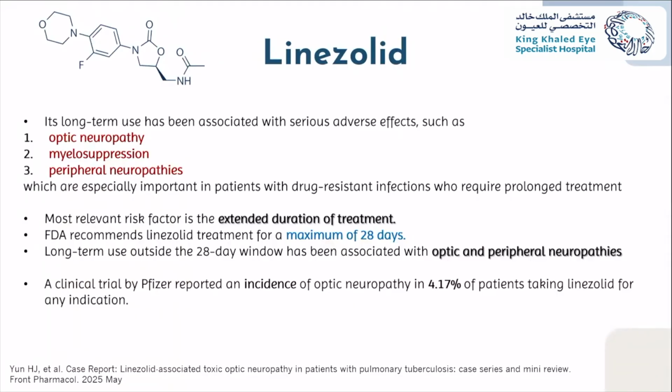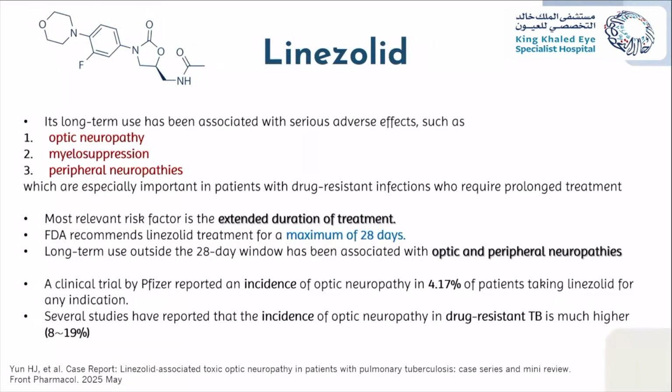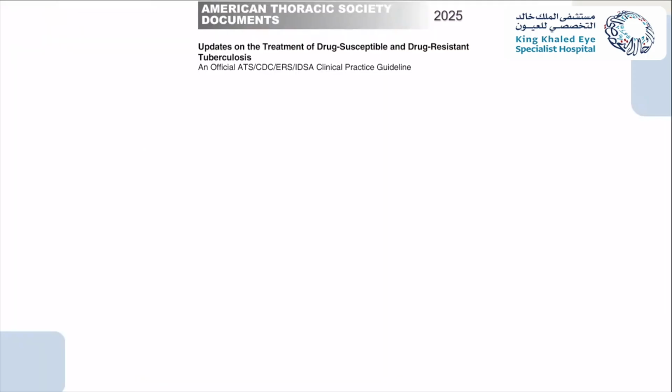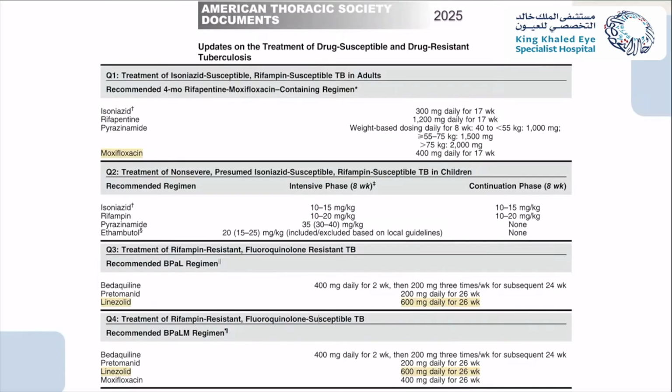A clinical trial by Pfizer reported that around 4% of patients developed toxicity, while the incidence in other studies reached 19% when used to treat drug-resistant TB. This is the guideline from the American Thoracic Society for the treatment of TB. They recommend linezolid in the rifampin-resistant population. You can see the dose is 600 milligram daily for 26 weeks, which is much longer than the recommended FDA duration.